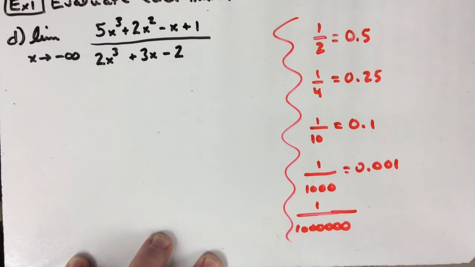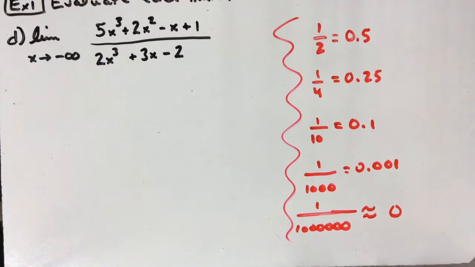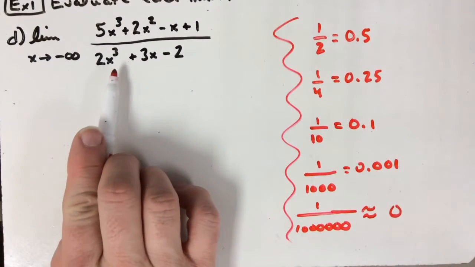Last idea, what if we did something really, really big, like 1 over 1,000,000? Well, there is a decimal for that, but that's going to be a very, very small decimal, and it's really, really close to 0. 1/1,000,000th, that's really small. That's really, really close to 0. So this is the idea that we're going to be going through and using to do this problem.